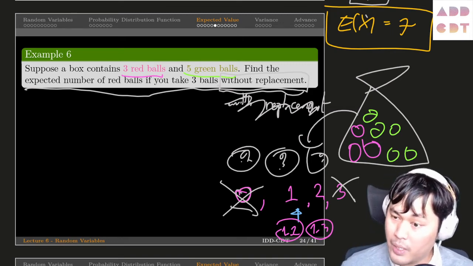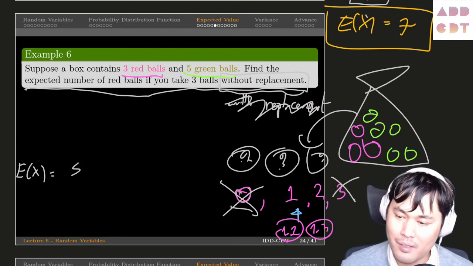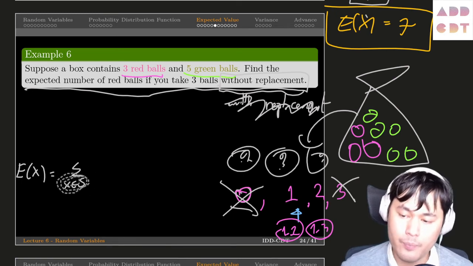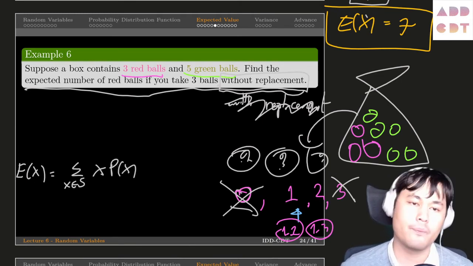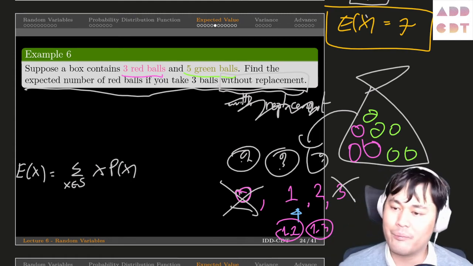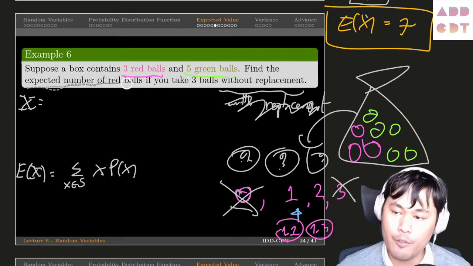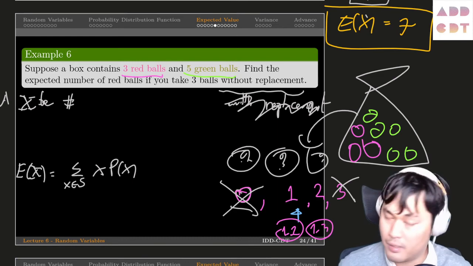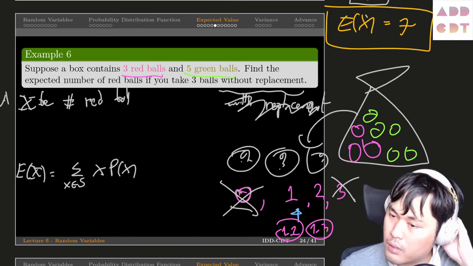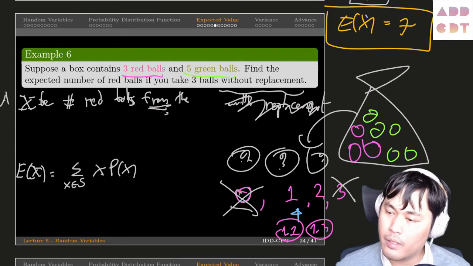Right, so let's compute it. What do we have? We have to find E of X. You can see I'm leaving some spaces there. Again, you take the sum, for each of the elements in the sample space, of the product of x and p of x. What is x? The question didn't define x for us, and this is our job. First, we have to define x. What are we looking for? We are looking for the number of red balls. So we just let x be the number of red balls from the experiment.